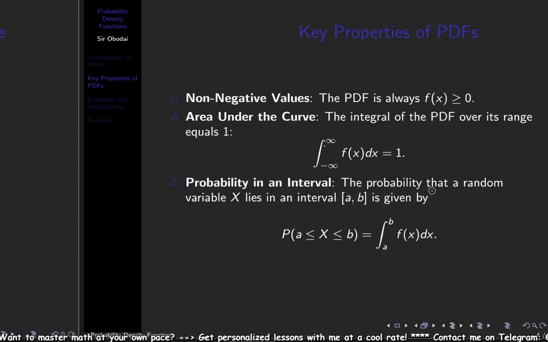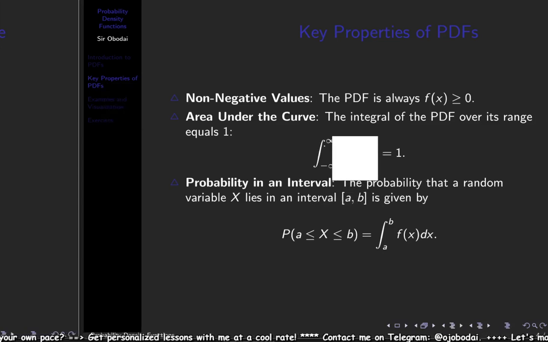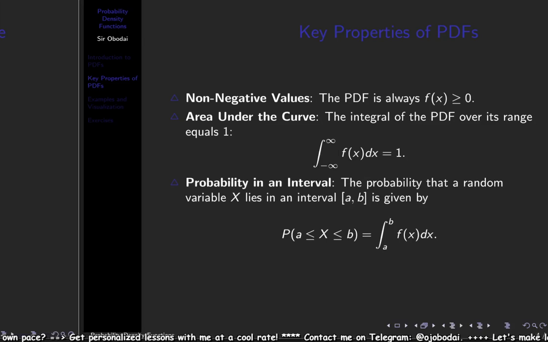Then, the probability in an interval. The probability that a random variable x lies in an interval is given by this. So the interval is what we have over here. I won't be treating integration in detail here, but it is best you have basic knowledge of it so that we'll be able to apply it to solve the questions that we would be solving.